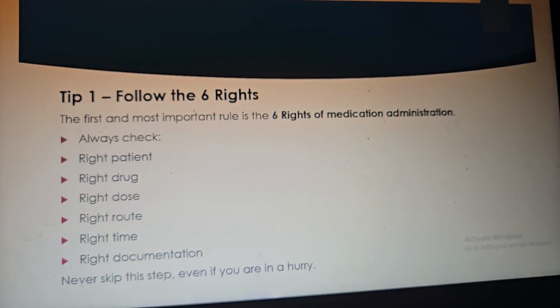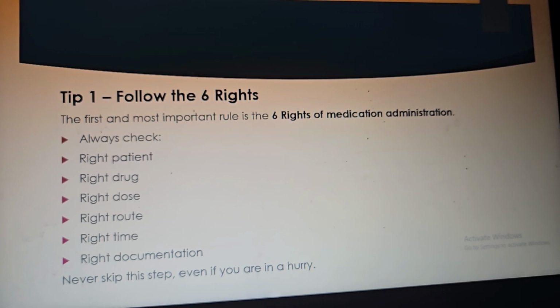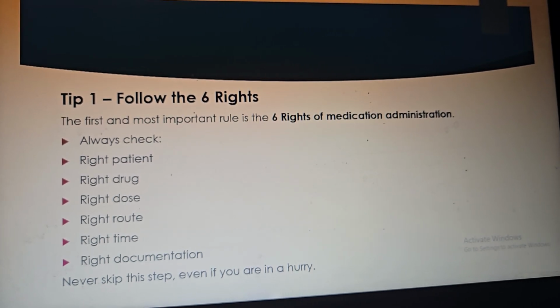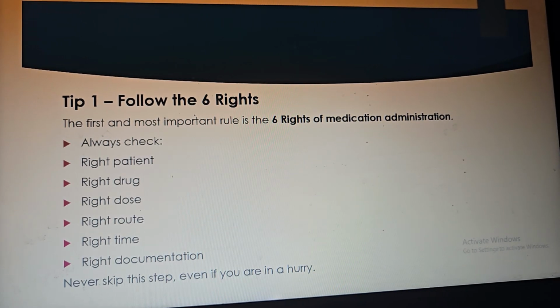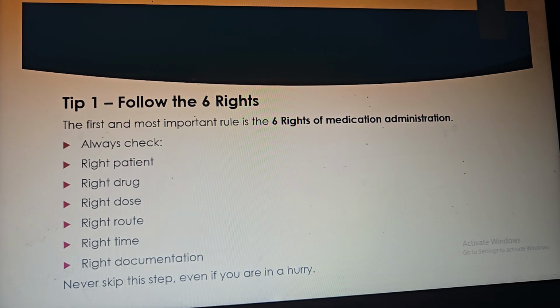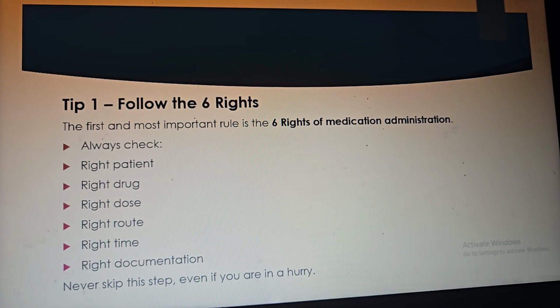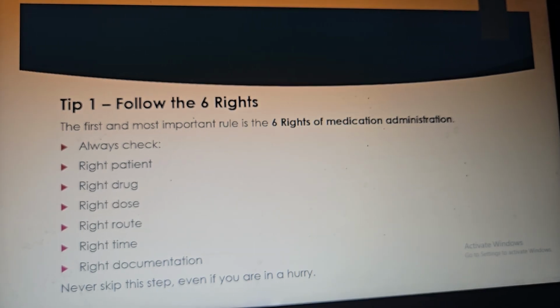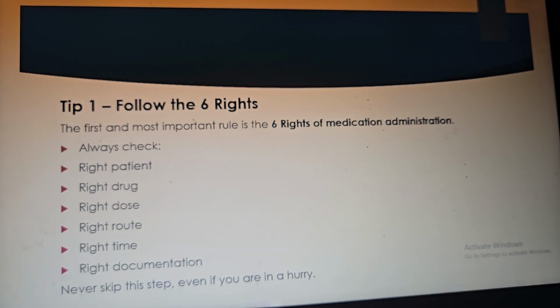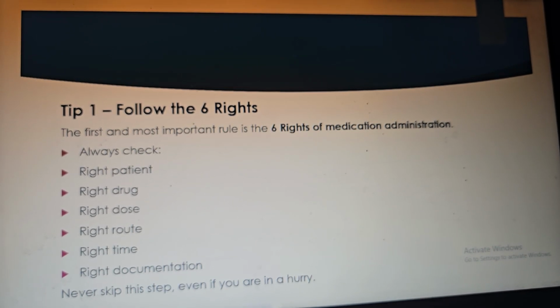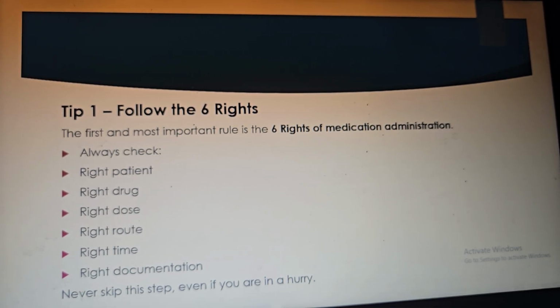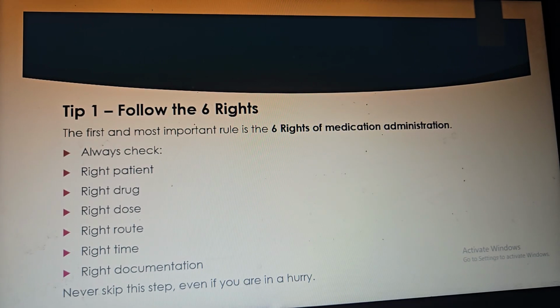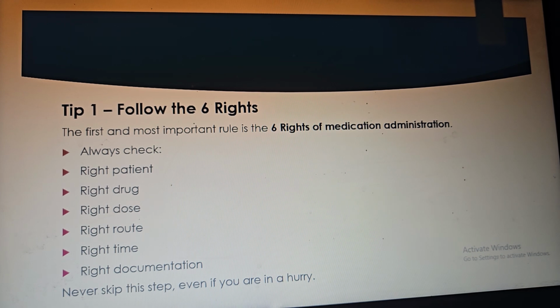Tip 1. You have to follow the 6 rights. I am quite sure you are already familiar with the 6 rights. The first and most important rule in medication administration is the use of the 6 rights. You have to always check whether you are giving the medication to the right patient, the right drug, right dose, right route, right time and right documentation.